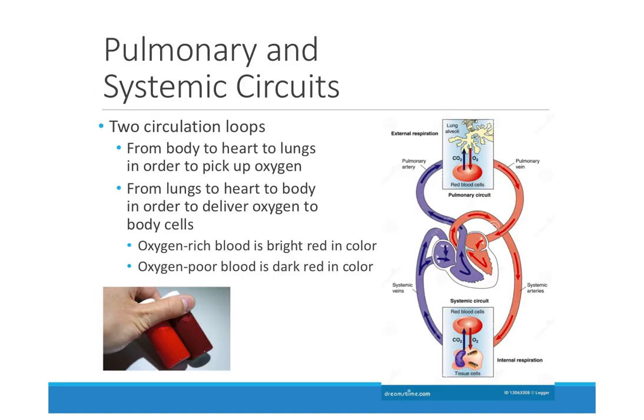There are actually two pathways that the blood flows through, known as circuits: the pulmonary and the systemic circuits. These two loops allow the blood to go from the body to the heart to the lungs to pick up oxygen, and then from the lungs to the heart to the body to deliver that oxygen to body cells.